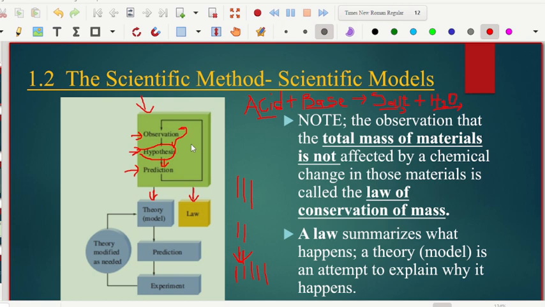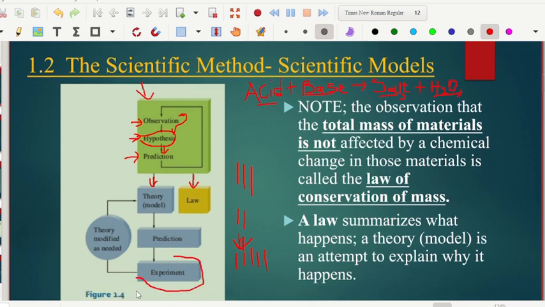So what do you need to know when it comes to a theory? A theory is further proven with the help of experiments. That's the reason why you'll be doing experiments. The essence of doing experiments is so that you can prove the theory. Because from the experiments, you're able to have confidence in your theories. Also laws can be produced from this box. Laws just summarize what happens, whilst a theory attempts to explain why things happen. So that's what you need to understand.